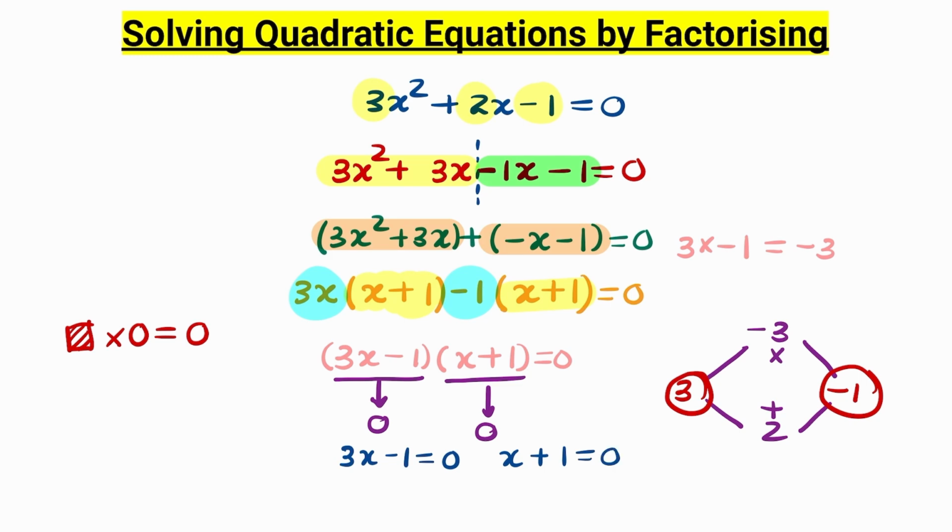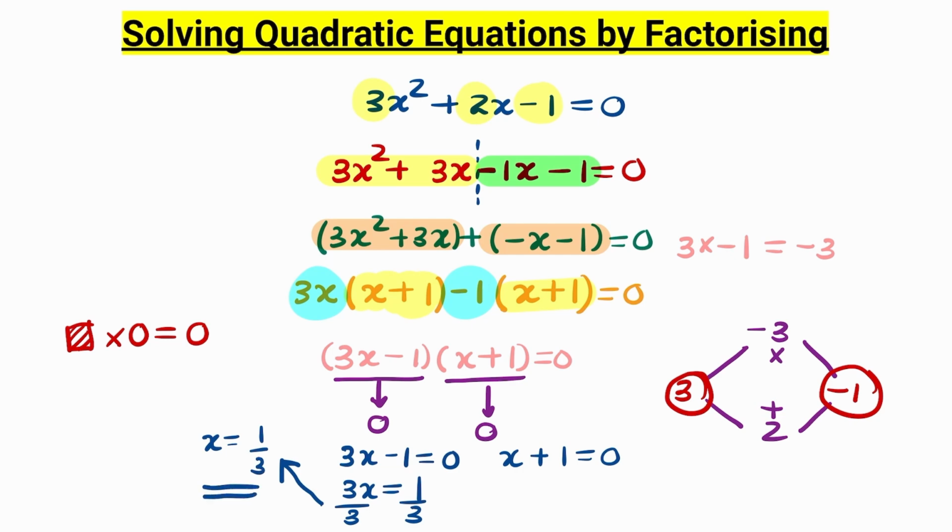Now it's simply solving the equation. We can take minus 1 to the other side: 3x equal to 1. And then we can divide both sides by 3. x is equal to 1 over 3.